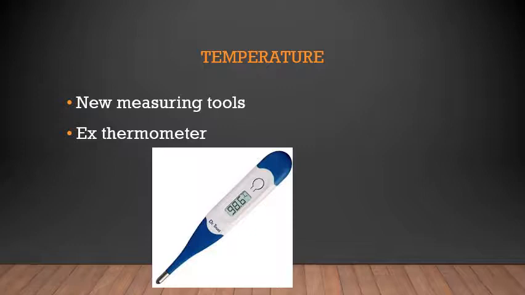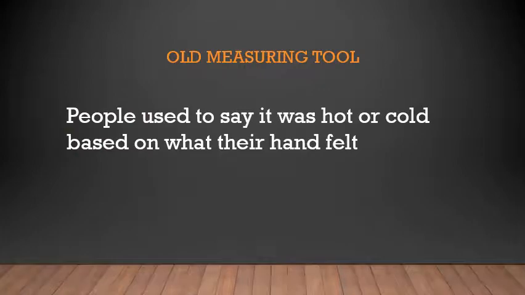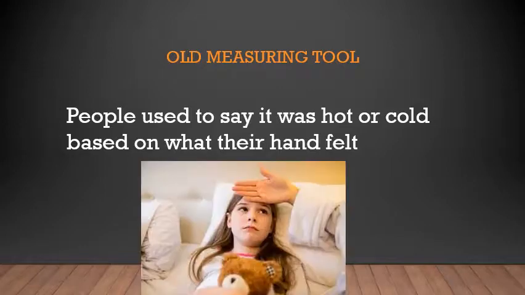Temperature means knowing how cold or hot something is. In olden days, people used to say if it was hot or cold based on what their hand felt. When you're having a fever, your teachers or your parents touch your forehead or your cheeks or your neck, and they can tell if you're having a fever or not. It shows how hot your body is. Okay, this was an old measuring tool before the thermometer was introduced. So today, everybody uses thermometers.